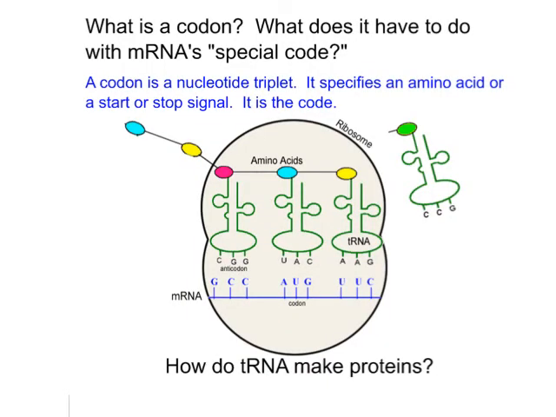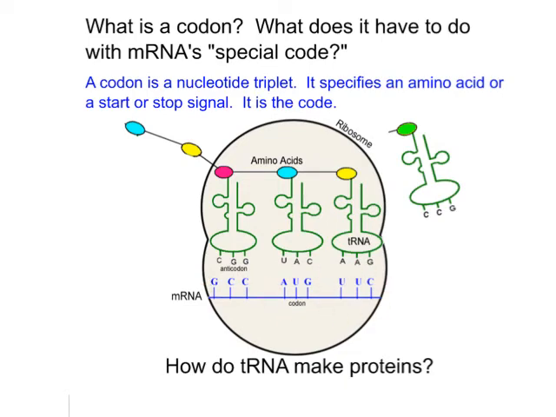Now you're probably asking, what in the world is a codon? What a strange word. And is it a special code? That's a really good question. If we look at this diagram here, we have right along here the backbone of an mRNA molecule, and the bases are divided into threes. We have a triplet here, and a triplet here, and a triplet here. And each of those is a codon. A codon is a nucleotide triplet, three of them together.